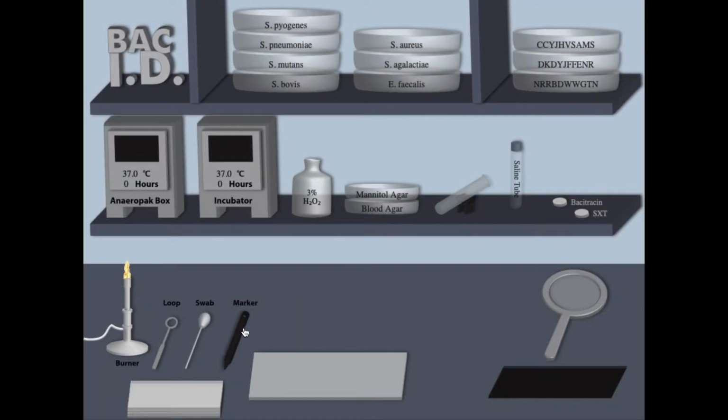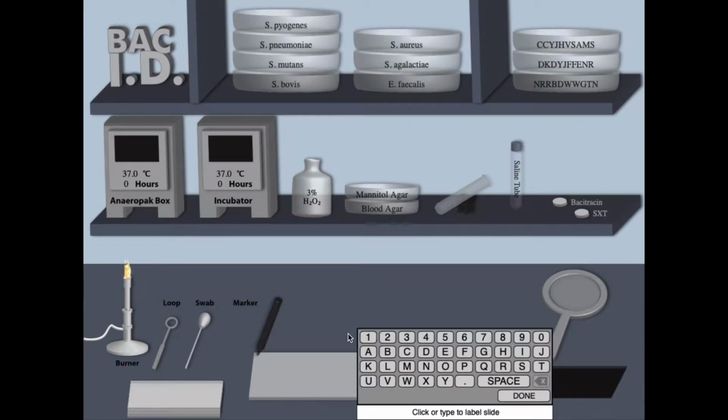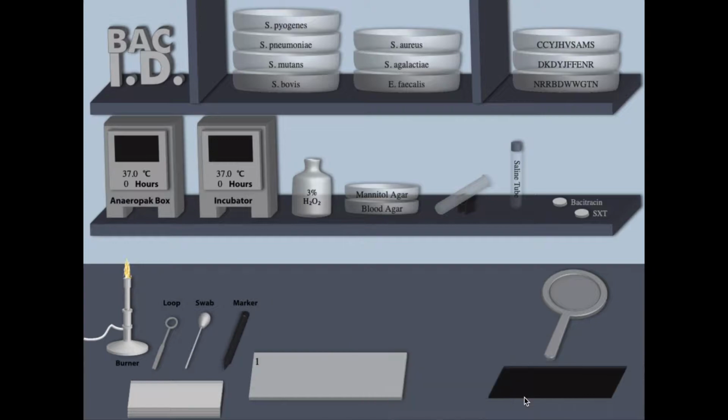Select and move the microscope slide to the middle of the tabletop. Select the marker and use the on-screen keyboard to label the slide. Select and move the 3% hydrogen peroxide bottle on the shelf to the slide. Select one of the 7 bacteria samples from the shelf and move the sample to the tabletop.